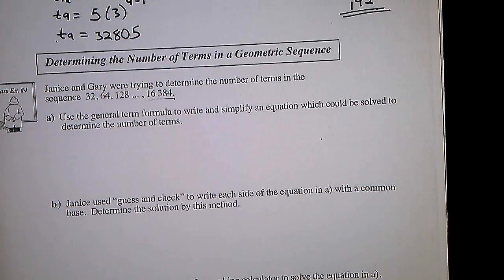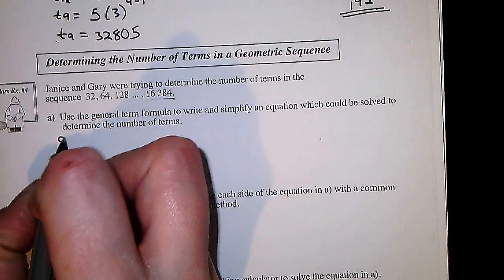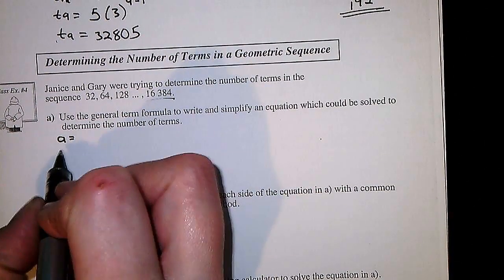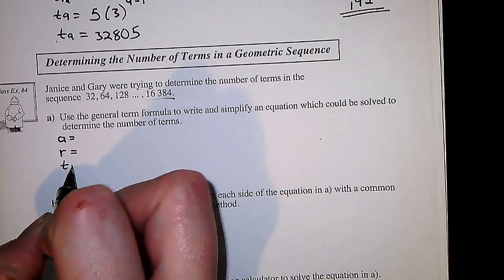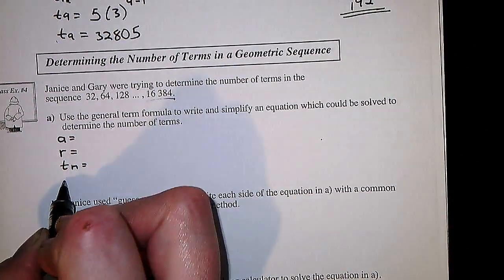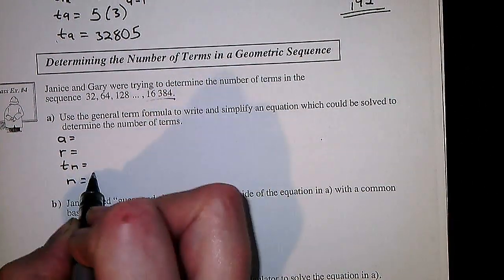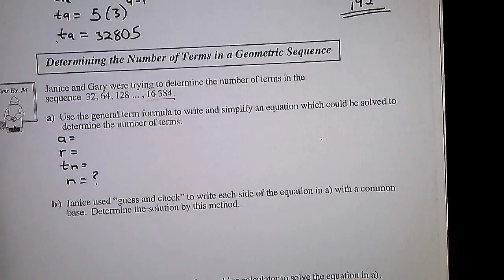We're trying to determine the number of terms in the sequence 32, 64, 128, and then finally 16384. We're asked to use the general term formula to write and simplify an equation that we could use to determine the number of terms. Okay, so what we definitely need to do is we need to know our values for A, R, Tn, and n. So what we're trying to find is the number of terms.